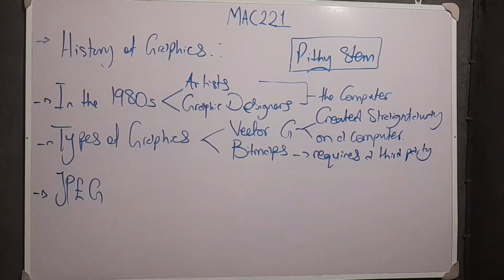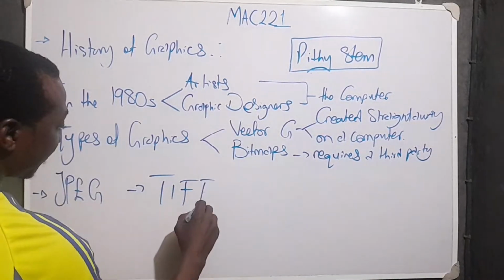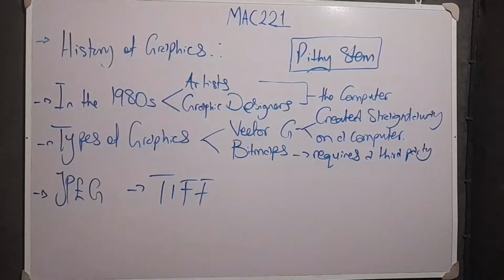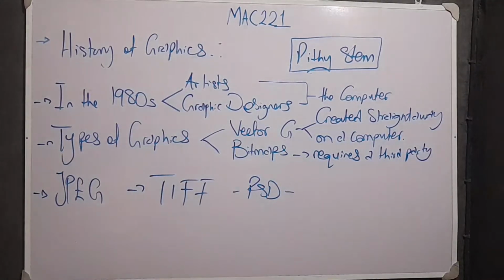So we also have TIFF. Now, TIFF in full is Tagged Image File Format. The Tagged Image File Format also has a good compression ratio, but probably not up to JPEG. Okay, so we also have the PSD. Now, this PSD in full means Photoshop Document.